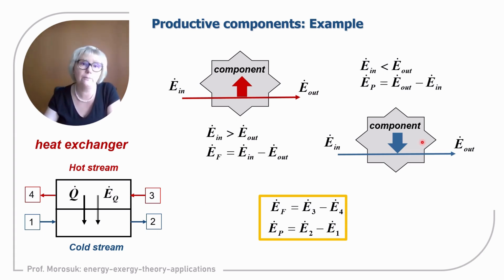It is the product. Finally, we have the definition for the heat exchanger that operates at temperature higher than the environment. Fuel is the difference of exergy between inlet and outlet for the hot stream, and product is the difference between outlet and inlet for the cold stream.